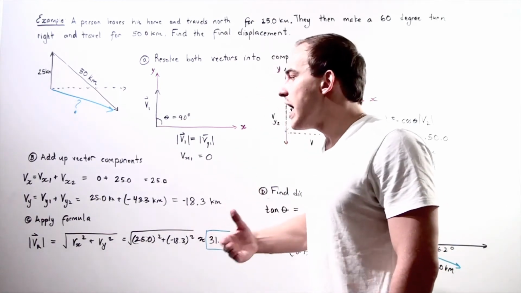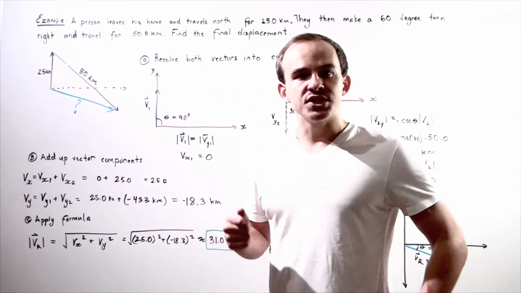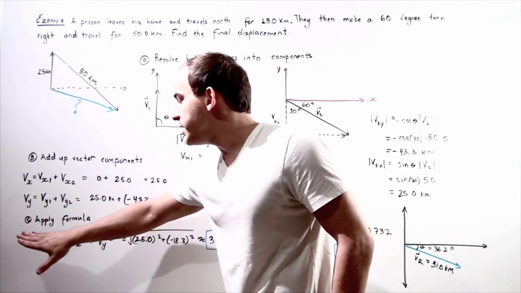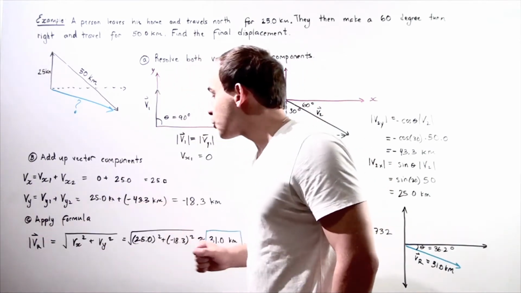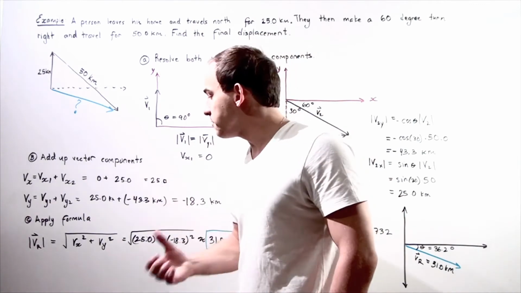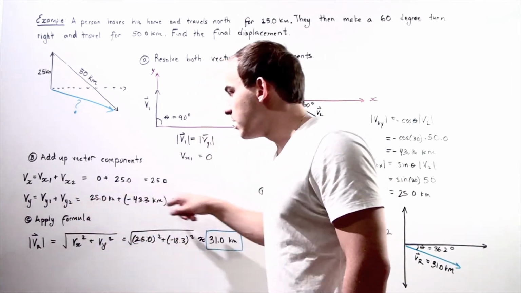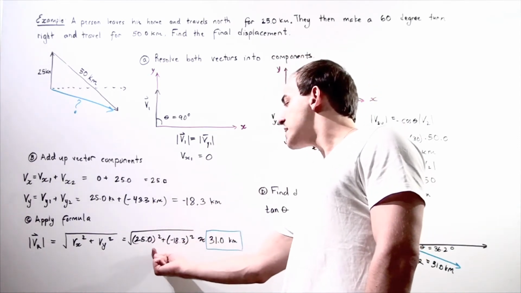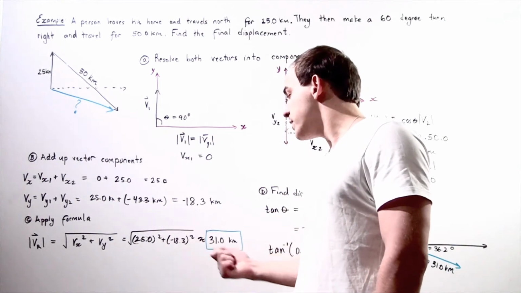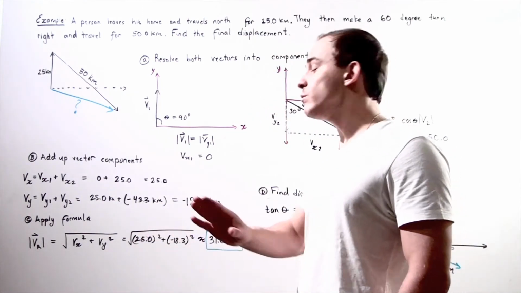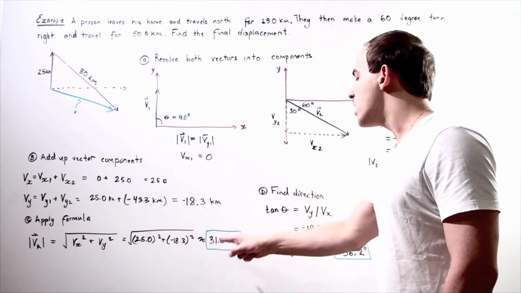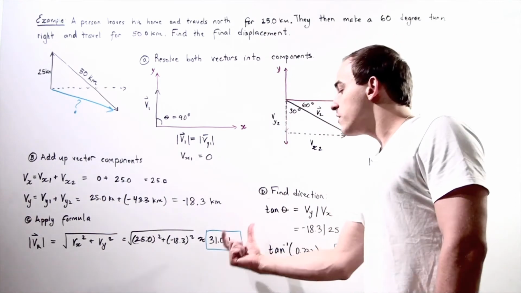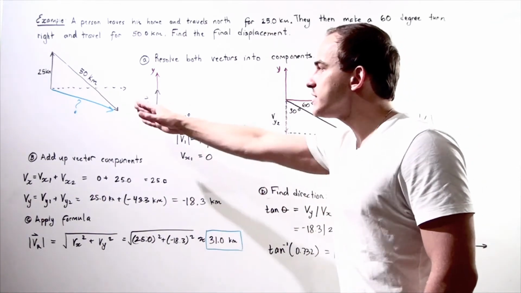So now we know our x and y components of our final resultant vector. So we use the following formula, which we derived from our Pythagorean theorem. So the radical of this squared plus this squared. So we get 25 squared plus negative 18.3 squared. Take the radical of that and we get approximately 31.0 kilometers to 3 significant digits. So this is the magnitude of our resultant vector.